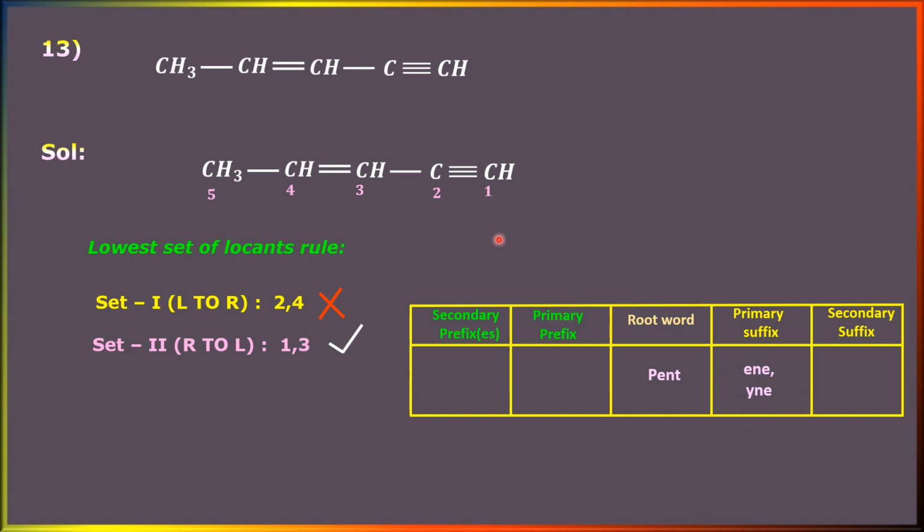So pent 3 in 1 ein, the IUPAC name. Pent 3 in 1 ein. We should not add a, penta. Don't write penta here. It is not alkadiene. Okay. So pent 3 in 1 ein.